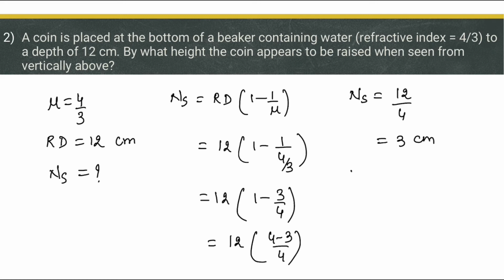We can also find out the apparent depth here. Apparent depth is equal to real depth minus normal shift. Real depth is 12 centimeter and normal shift is 3. So apparent depth is 9 centimeter, meaning coin appears at 9 centimeter depth.